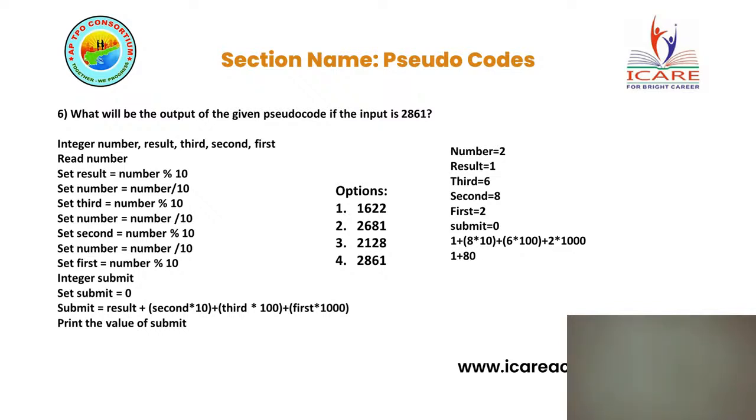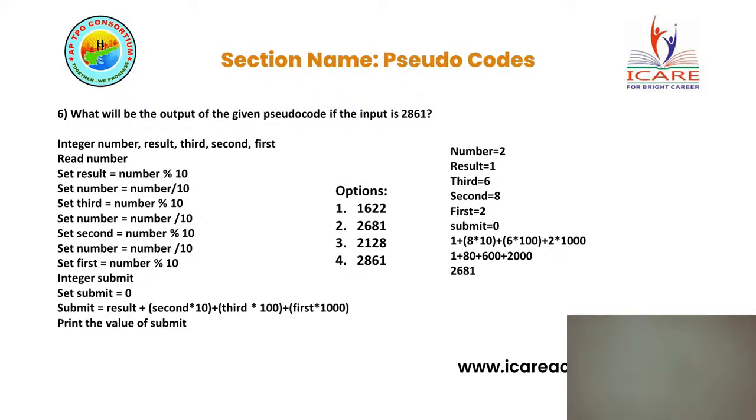1 into 80, sorry, 1 plus 80 plus 6 into 100, 600 plus 2 into 1000, 2000. After again doing this operation, we are getting the value 2681. We are getting the value 2000 plus 600 plus 80 plus 1, which is 2681.